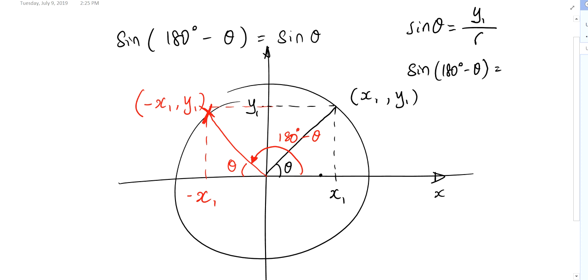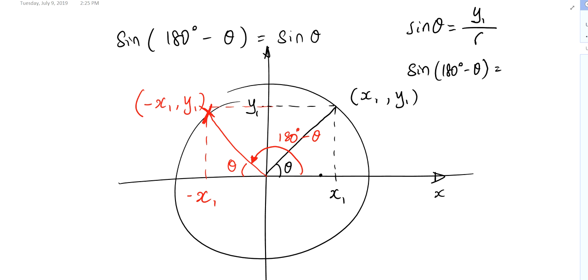Sine 180 minus theta. What is in our numerator? X or y first? Come on. We define sine as y over r in E-maths. Regardless of the angle, it is always y over r for sine. For cosine, it will be x over r. For tangent, it will be y over x. Remember? So in this case, what is sine of 180 degrees minus theta?